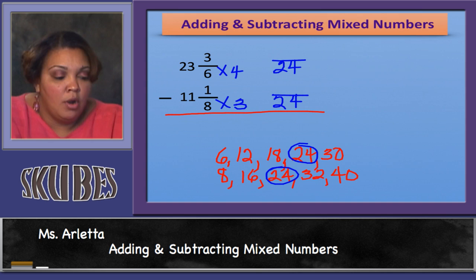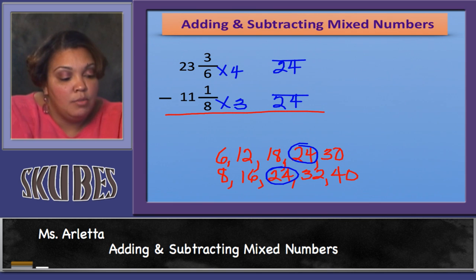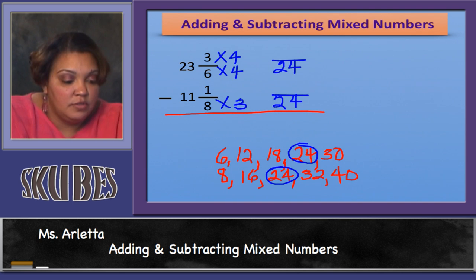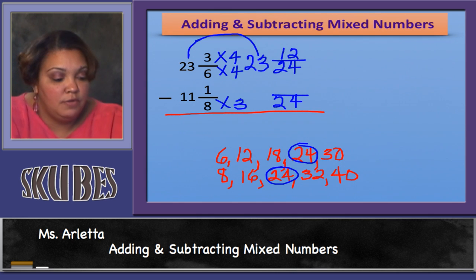Okay, whenever you are making your equivalent fractions, we're looking back at the denominator of the 6, and we have decided that 6 times 4 is 24. Whatever you do to the bottom of that fraction, you must do to the top. So if we multiply times 4 on the bottom, we've got to also multiply times 4 on the top. 3 times 4 gives us a 12. And remember to bring that whole number over. That 23, just bring it right over there. Now we have 23 and 12 24ths.